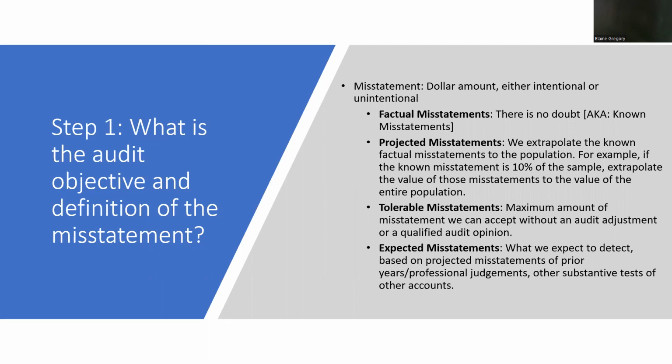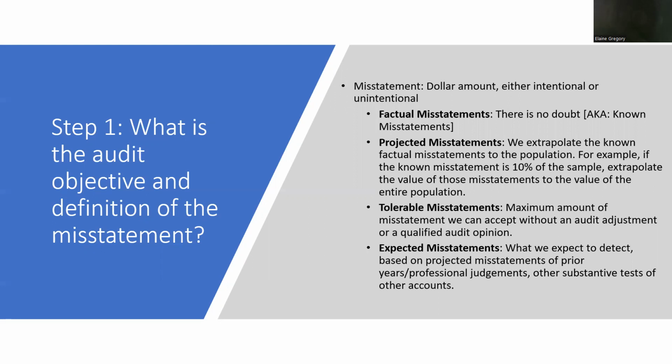We have to look again, what is the definition of a misstatement? A misstatement is a dollar amount, either intentional or unintentional, and it could be individual or aggregate. But we have to look a little bit deeper, because there are different categories of misstatements. A factual misstatement is one where there's no doubt. It's a known misstatement. We looked at the data, we looked at the detail of the transactions, we looked at the invoices, and we found a misstatement.